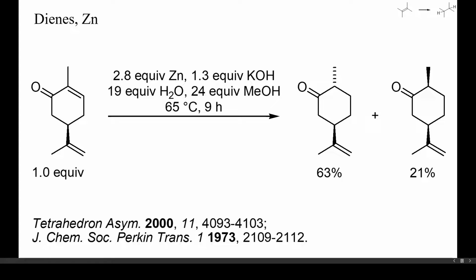The electron-deficient double bond of dienes, such as carvone, can often be reduced selectively by hydride donors or metals. Zinc is often used under acidic conditions, for instance in acetic acid, but alkaline conditions also seem to work, as this example shows. Pinacol coupling was one potential side reaction, but did not occur here.